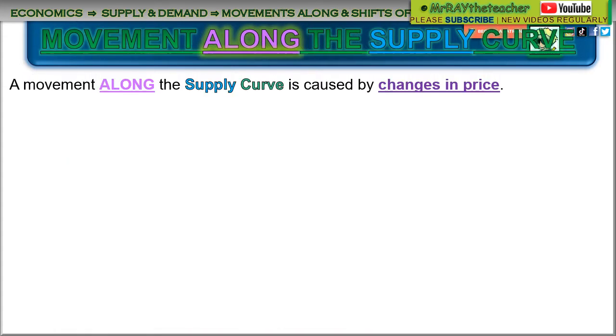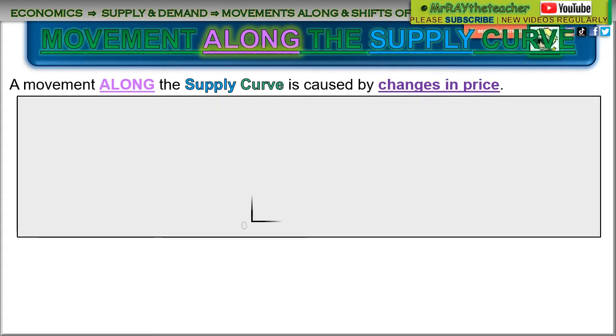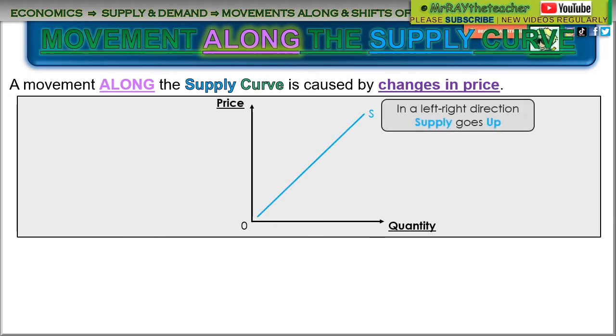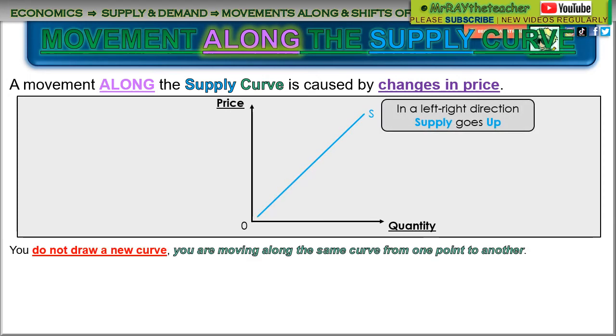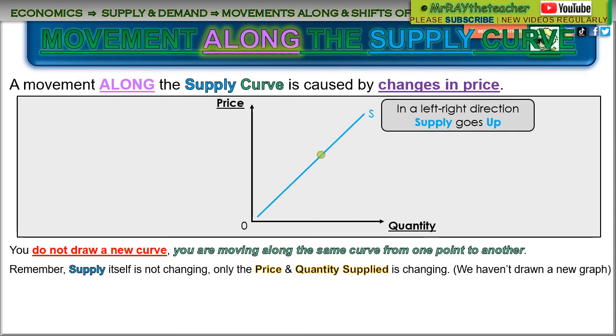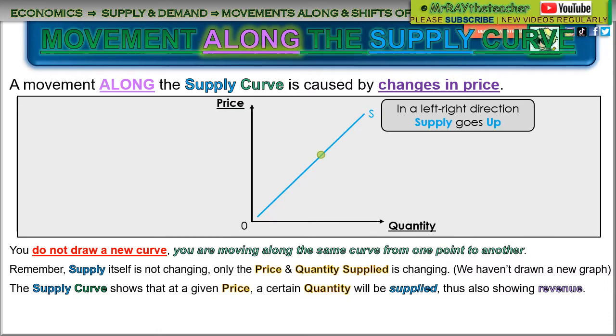So, movement along the supply curve is caused by changes in price. So there's your zero, your x and y axis. So there's supply. Now you do not draw a new curve. You are simply moving along the same curve from one point to another. Remember, supply itself is not changing. Only the price and quantity supplied is changing. Remember, we haven't drawn a new graph. The supply curve shows that at a given price, a certain quantity will be supplied, thus also showing revenue.